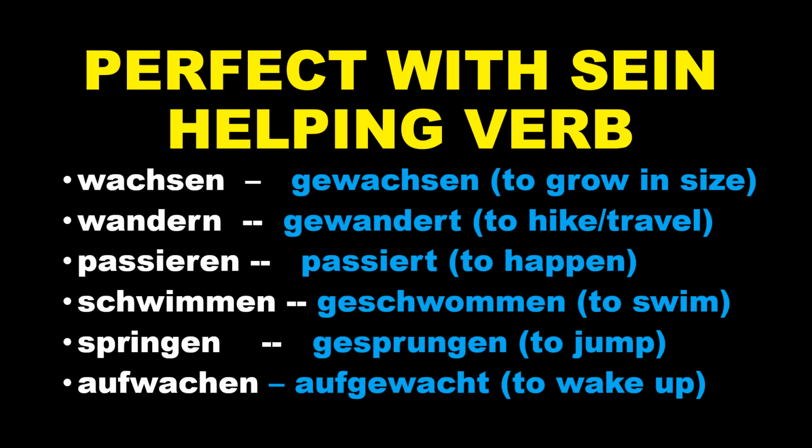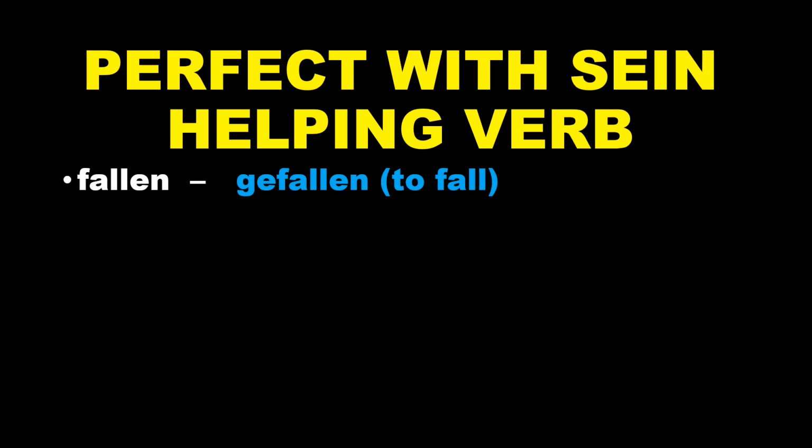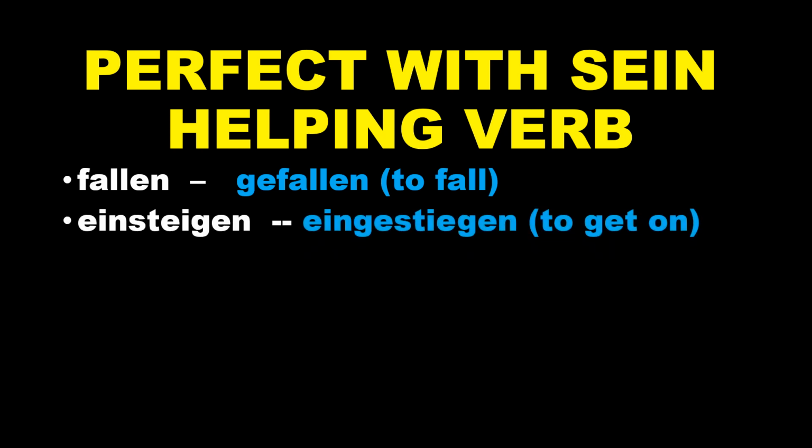Very good. Let's see some more examples. Fallen, gefallen, to fall. Einsteigen, to get on or to board, eingestiegen, for example, in a bus or train. Here you have to notice that the spelling is changed. Einsteigen, in the first one it is EI, but in the participle form it has become IE. So einsteigen, eingestiegen. Do remember to pronounce it correctly and to write it correctly.